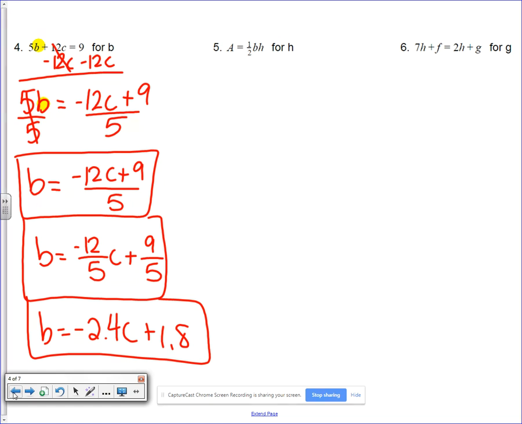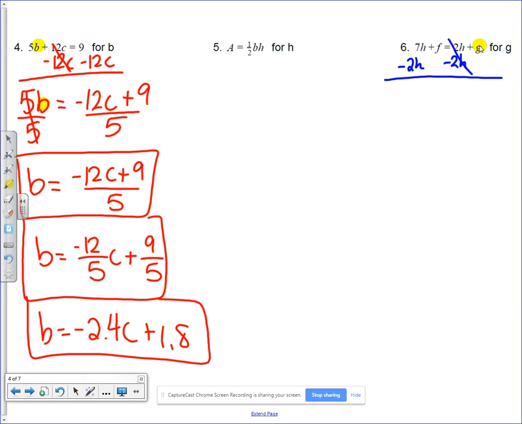Number 6, please. Number 6. What am I trying to isolate? The g, and there it is. So what do I need to get rid of? Minus a 2h, but folks, there's h's over there already, isn't there? So those h's go with the other h's.